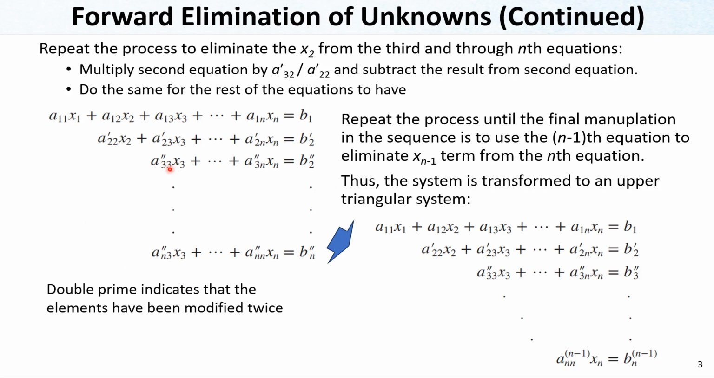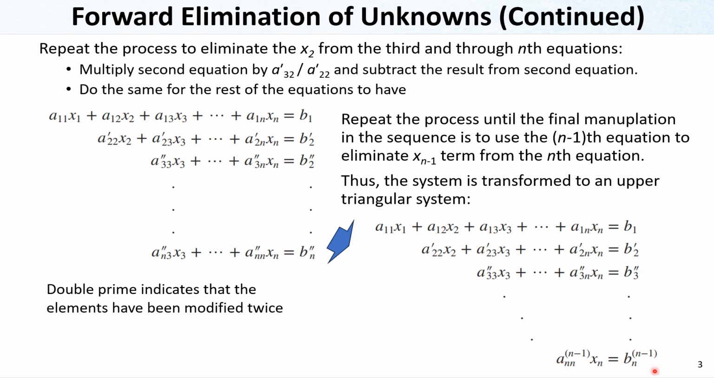Then we will have this, as you can see, we eliminated x2 from the others, and we started to have this triangular system. We repeat this for the third equation now, and we want to just multiply a''34 divided by a''33 for this equation, and subtract it from the fourth one, and do the same for the rest. Repeat this process, and we will have finally an upper triangular system, as you can see here.